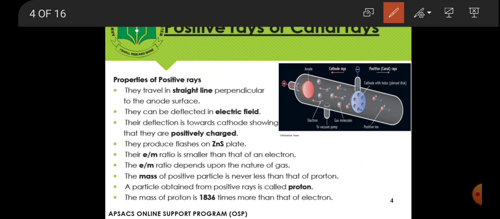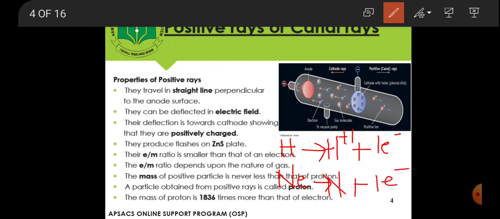If hydrogen gas is used in a discharge tube, then the hydrogen atom present in the hydrogen gas will lose one electron and be converted into a positively charged hydrogen ion, that is, a proton. If neon gas is used in a discharge tube, for example, then this neon gas will lose one electron and be converted into a positively charged neon ion. So the positive particle is different for different gases, and so we can say that the charge to mass ratio depends upon the nature of the gas.